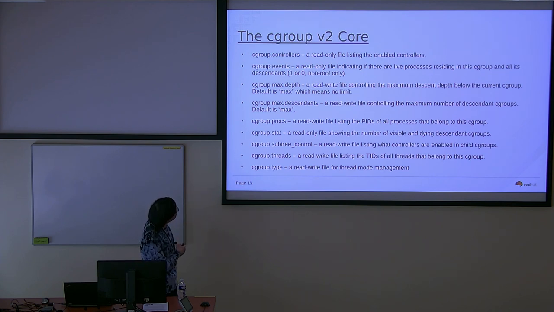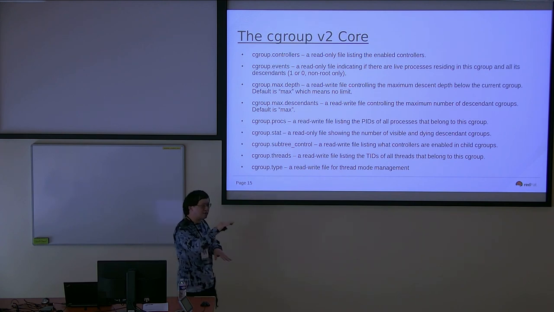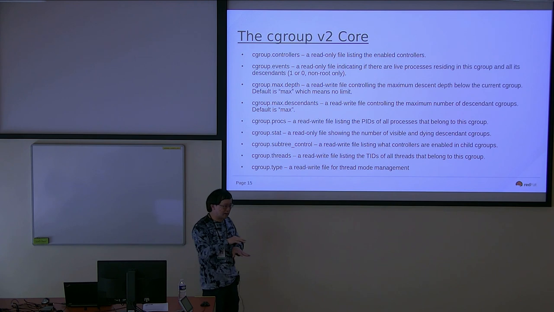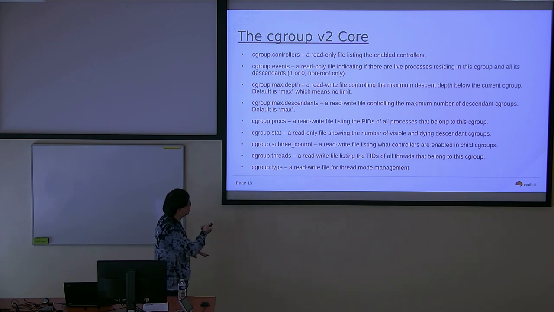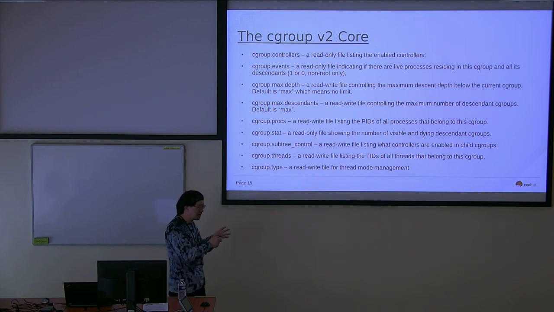And then there's a max depth, to control how many levels of hierarchy you are allowed to have. By default, it's max, which means there's no limit. But you can control how many levels by specifying a numerical value in the max depth. Max descendants is the maximum number of descendant cgroups you can create underneath it. It's for control purposes, so you can't have too many cgroups created underneath it if you don't want to.